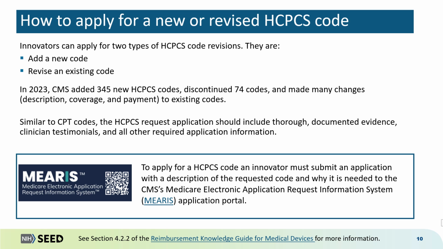Similar to CPT codes, the HCPCS request application should include thorough, documented evidence, clinician testimonials, and all other required application information. On the left, you see a QR code that will link you to the MIRIS electronic request information system, and that is where you will find all of the information about applying for a HCPCS code. You will have to create a username and password in order to get into the system, and it will provide all of the information and links to applying for a HCPCS code.